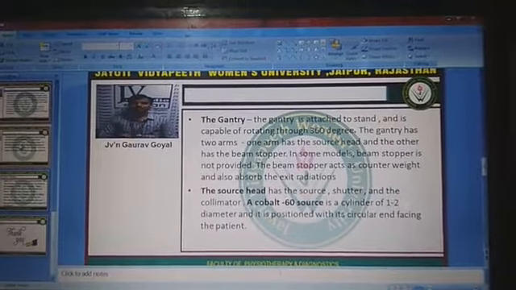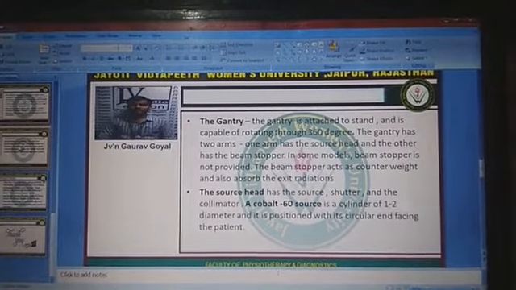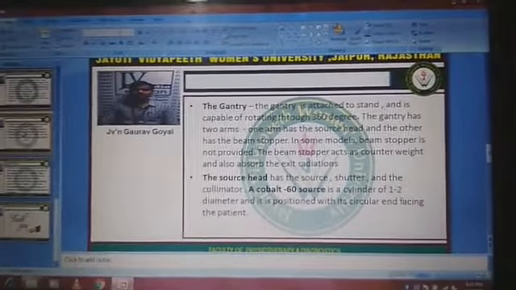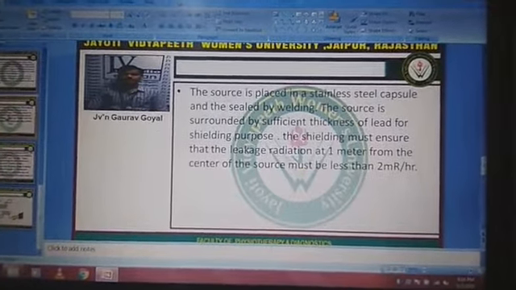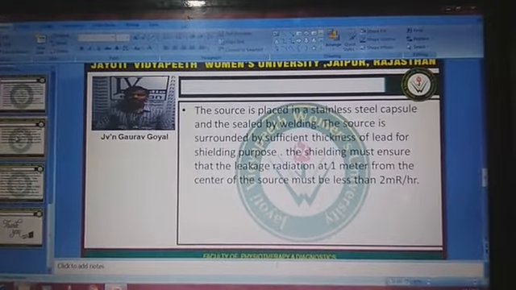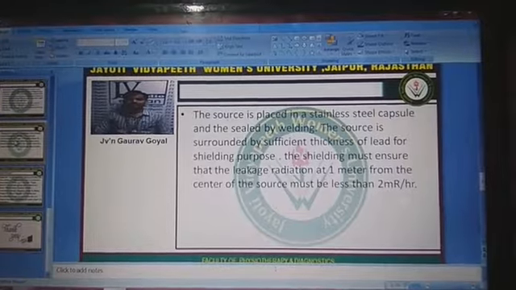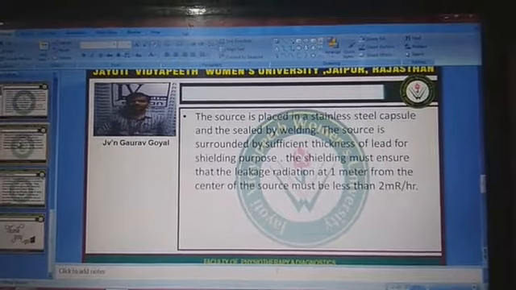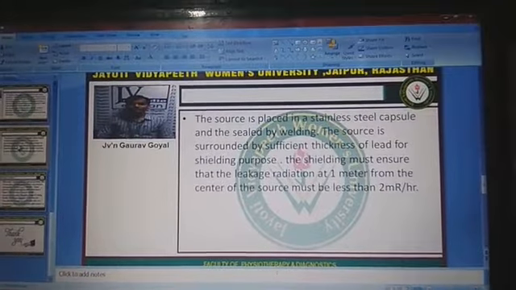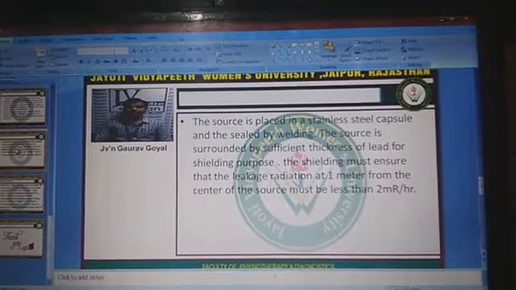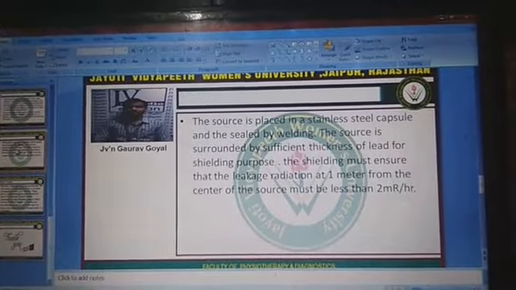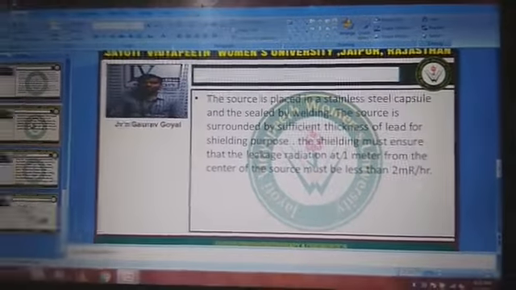A Cobalt 60 source is a cylinder of 1 to 2 cm diameter and it is positioned with its circular end facing the patient. The source is placed in a stainless steel container and sealed by welding. The source is surrounded by a sufficient thickness of lead for shielding purpose. The shielding must ensure that the leakage radiation at 1 meter from the center of the source must be less than 2 milliroentgen per hour.